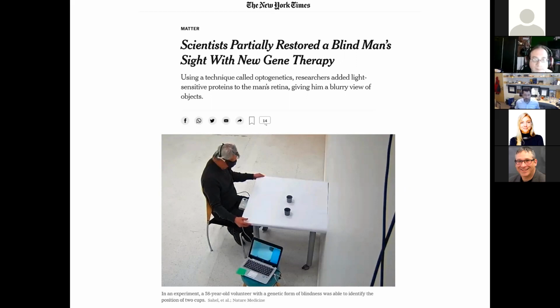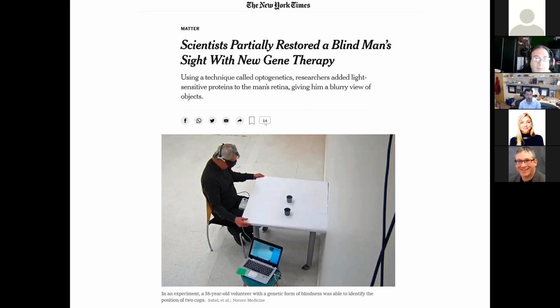But a group in Europe did show that they could take a patient who has retinitis pigmentosa, a form of blindness that causes the light sensing cells of the eye to atrophy or die off. They put in a gene therapy vector with the gene for crimson, which is an optogenetic molecule that we reported in 2014. And this person had a partial restoration of functional vision.